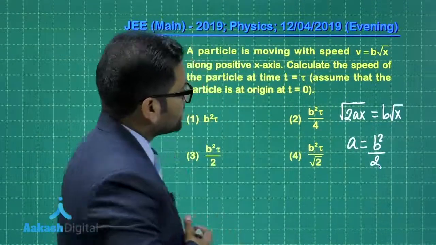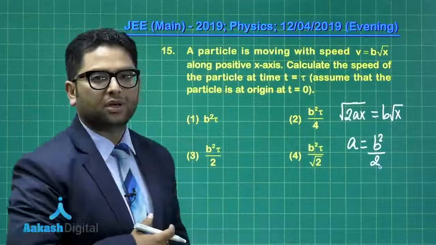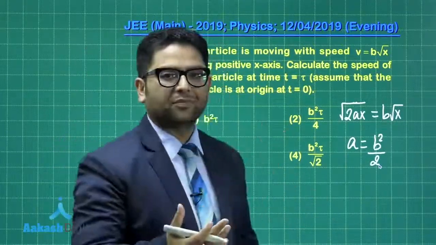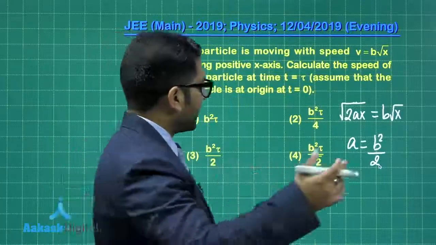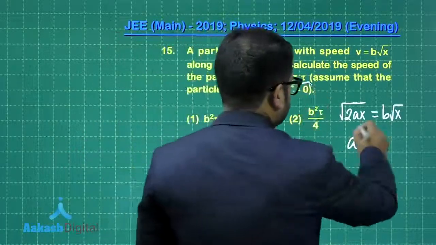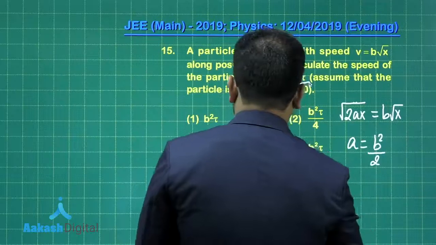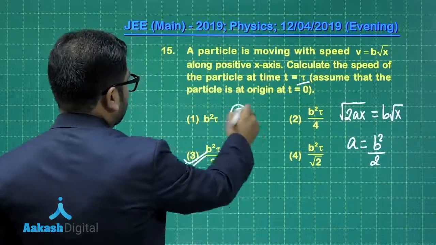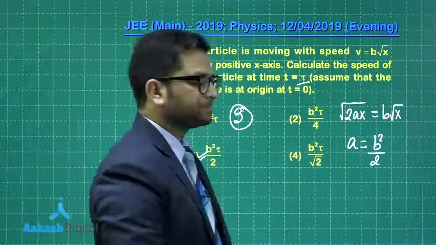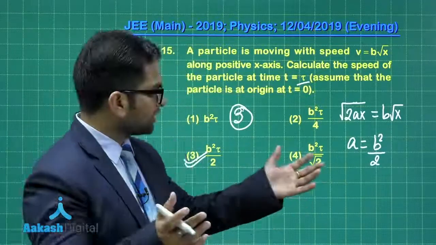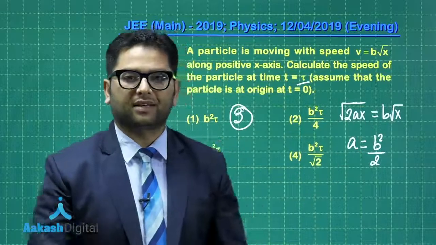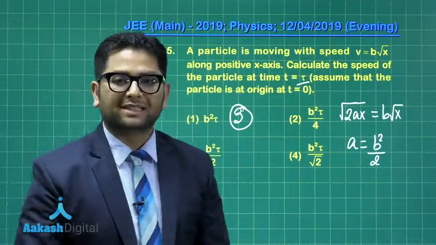Now once you get acceleration as b square by 2, speed at any instant for a UAM would be at, and the time is tau. So just multiply this by tau, b square tau by 2. Option number 3 is the correct option for this question. Well, you can do it by the differential equation, but as I said, let's try to do it in a bit different way. Now let's move to 16th question.